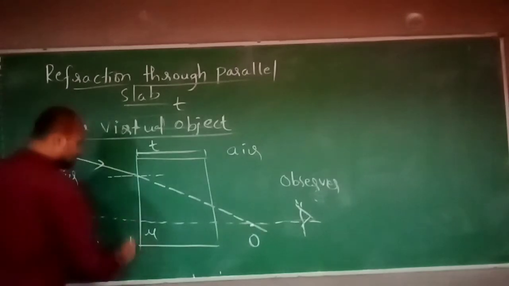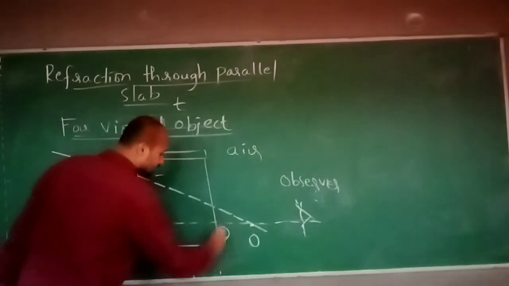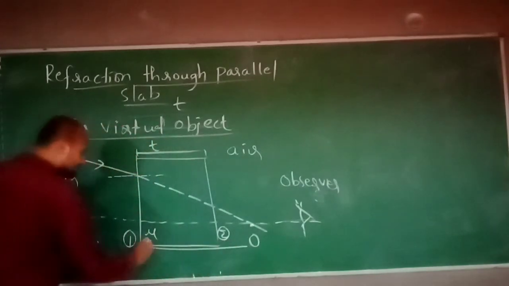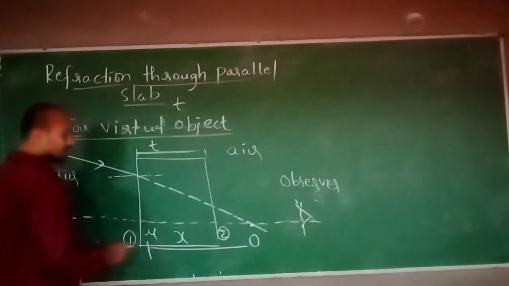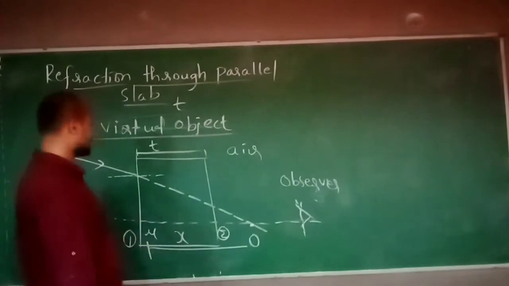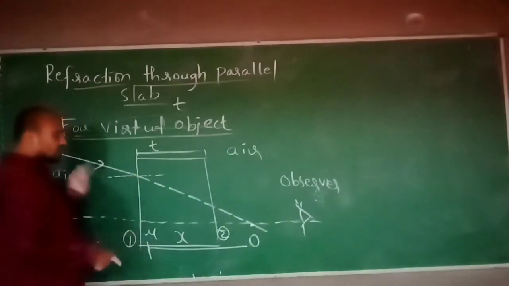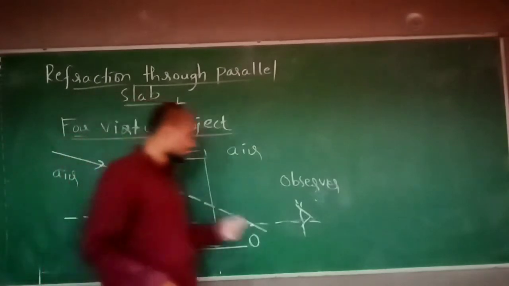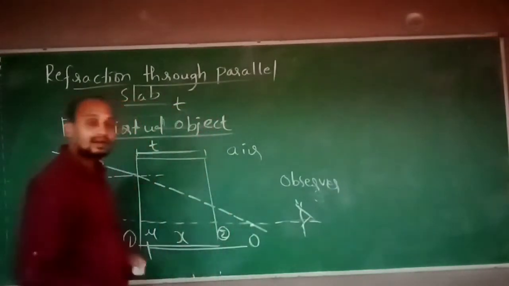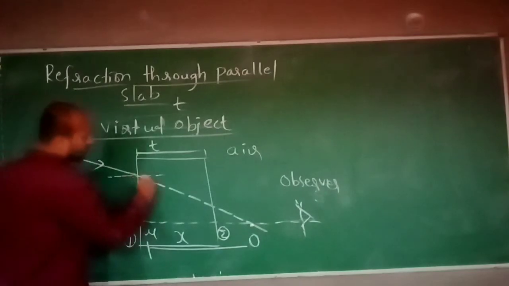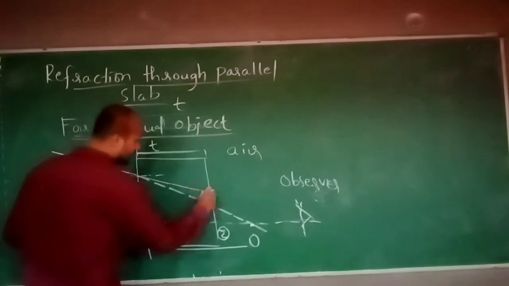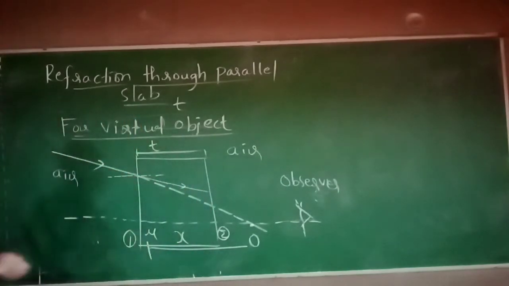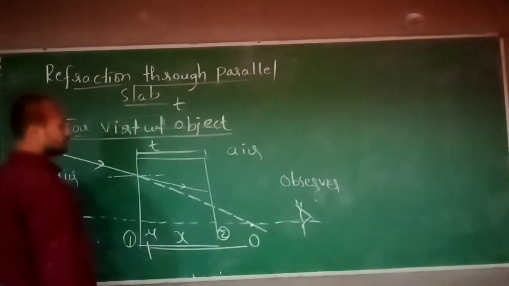Let us take this as the first surface, this as the second surface. Let us take this distance as x. What is distance x? The distance from the object to the first surface is x. And it will also become t1 for the refraction at the first surface. So this is where the object was supposed to form if the slab was not there. Now the slab is there. This is going to bend towards the normal. It will travel like this.